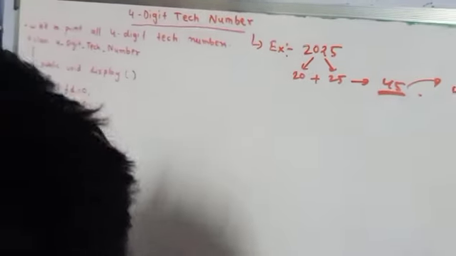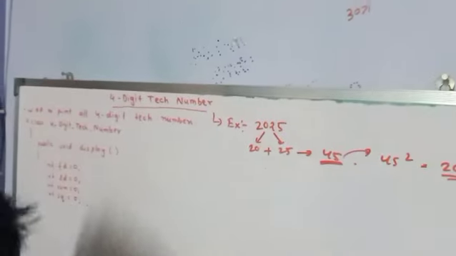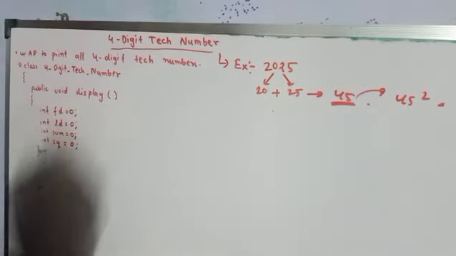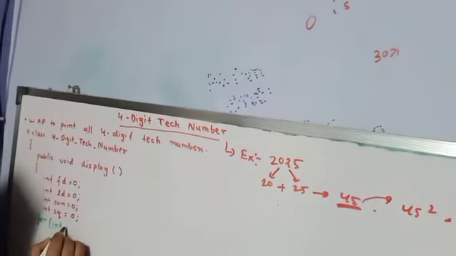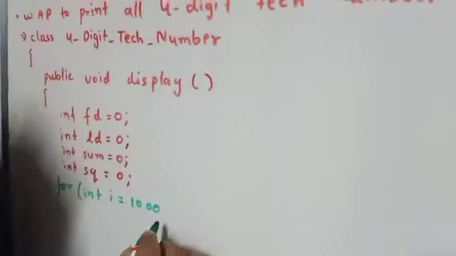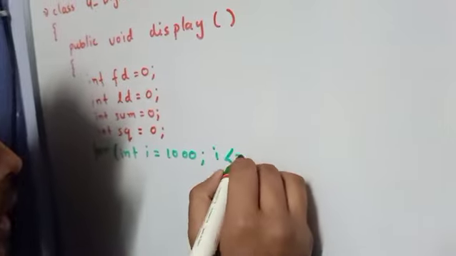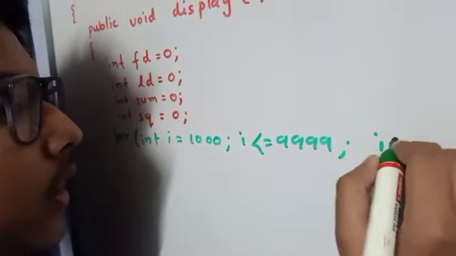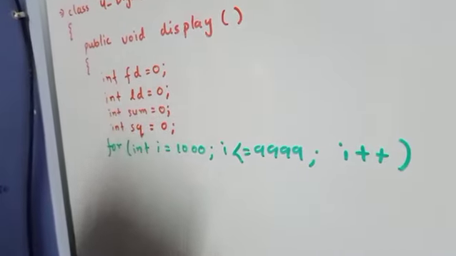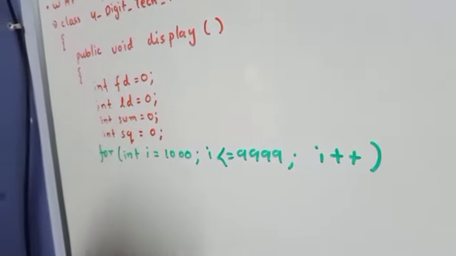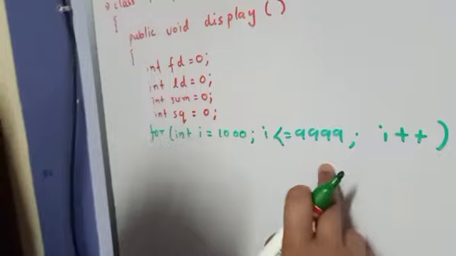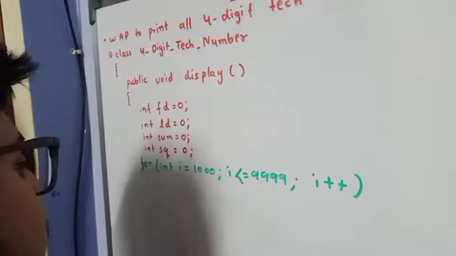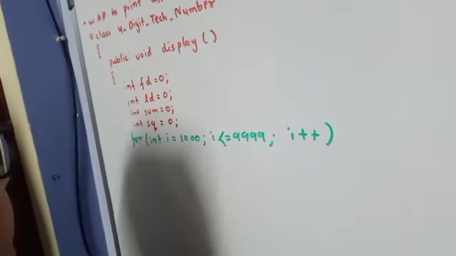Now let's start the loop. As it is a 4-digit number, we have to start the loop, that is int i from the smallest 4-digit number 1000 till it reaches the largest 4-digit number, that is 9999, and it will go on i++, that is it will increase 1000 to 1001 to 1002 to 1003, likewise it will reach 9999, that is the loop will run throughout all the 4-digit numbers.